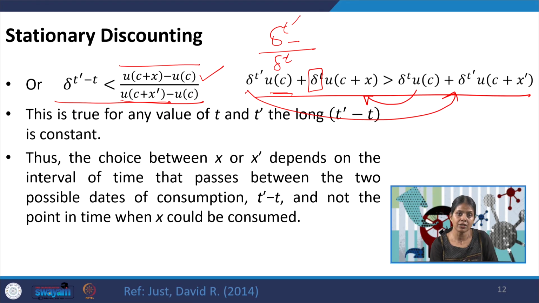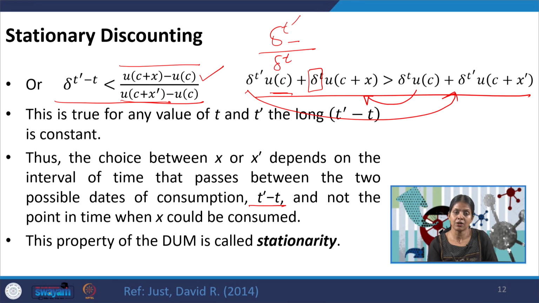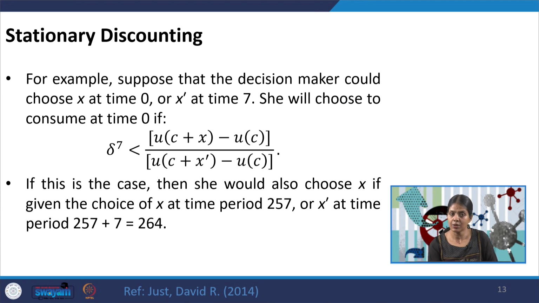Thus, the choice between x or x prime depends on the interval of time that passes between the two possible dates of consumption, that is t prime and t, and not the point in time when x could be consumed. This property of DUM is called the stationarity property. Now let us take a small example.